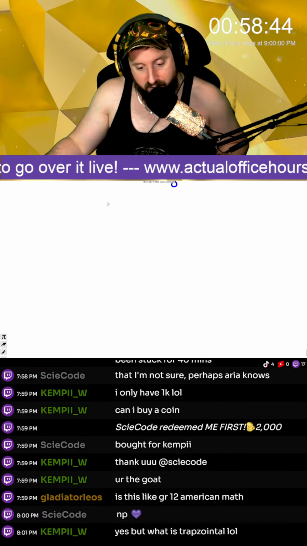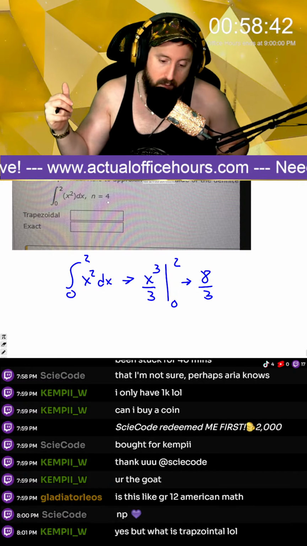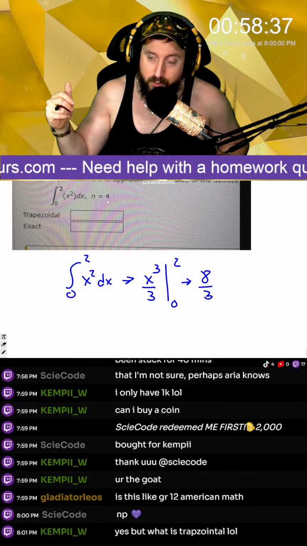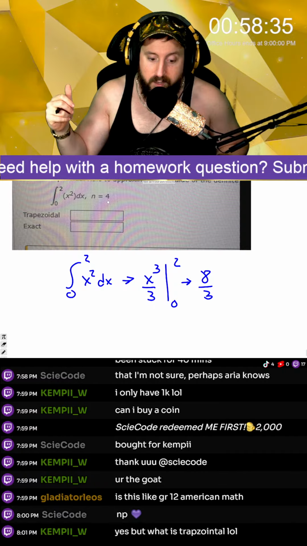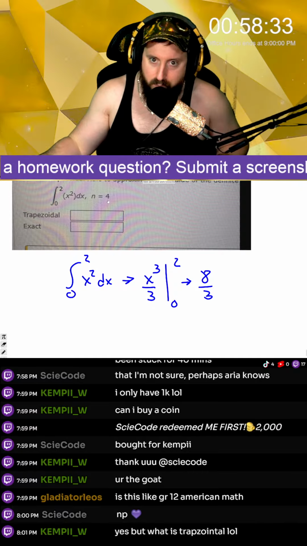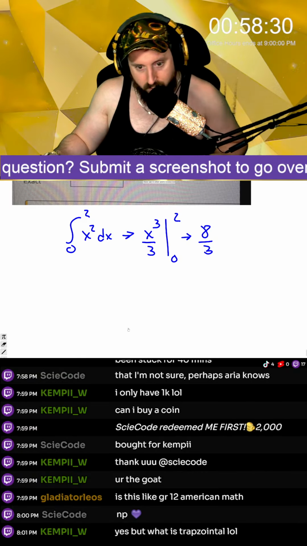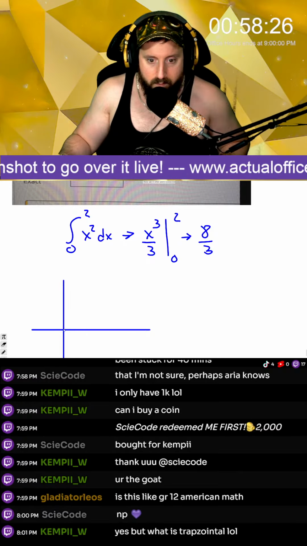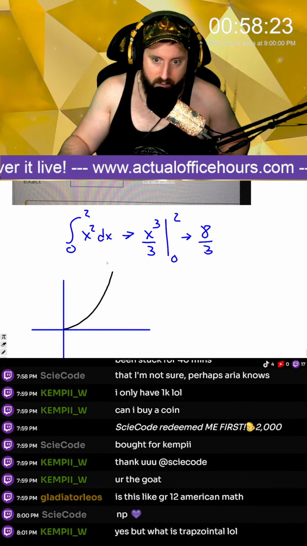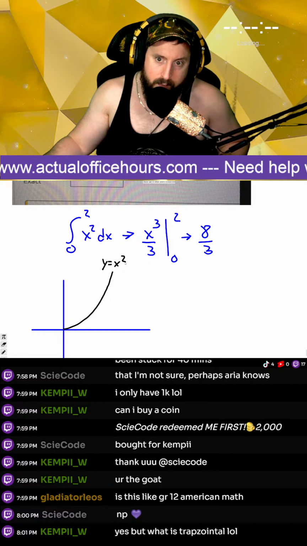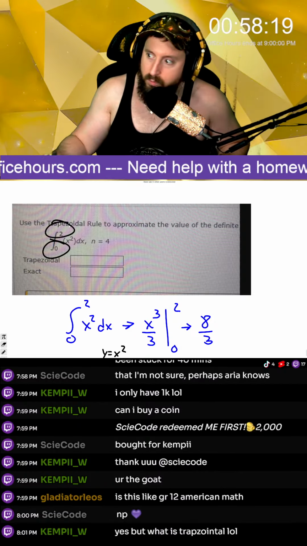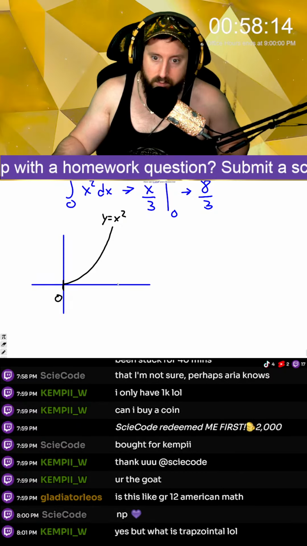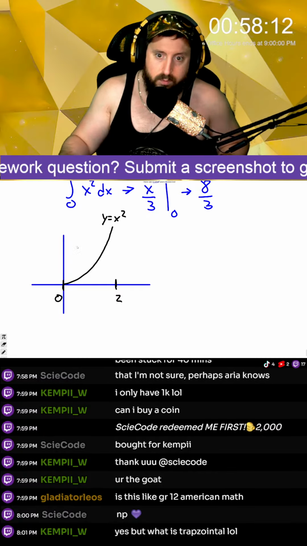It's a special type of Riemann sum, but instead of building rectangles, you build trapezoids. And I think this is similar to the midpoint rule. I think it's called the midpoint rule. So let's look at what happens, for instance. So this is y equals x squared, okay? And then we're doing it from 0 to 2, okay? So this is 0, and then this is going to be 2.